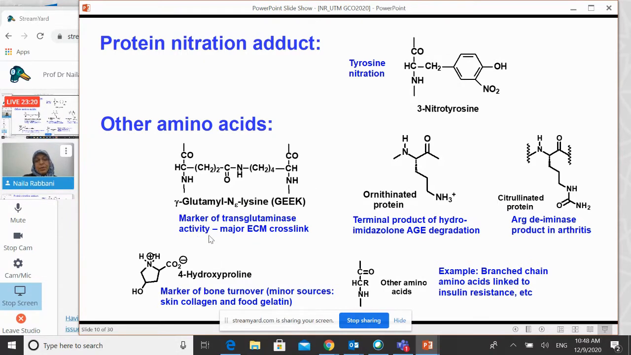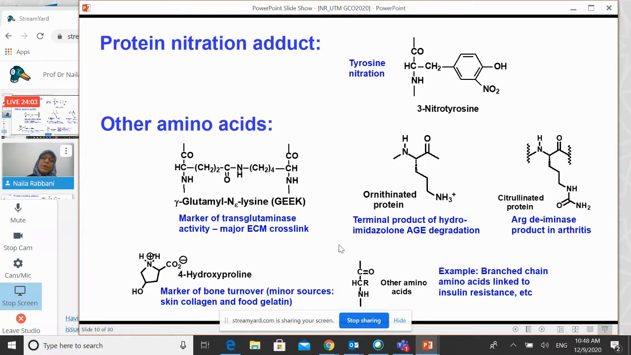There are other amino acids which report on, for example, transglutaminase activity. This is a major ECM crosslink, glutamyl lysine. Ornithinated protein is a terminal product of hydroimidazolone AGE degradation, and citrullinated protein is the arginine deiminase product in arthritis. Hydroxyproline is a marker of bone turnover. It also comes from skin collagen and food gelatin, but that is a minor source. And branched chain amino acids are linked to insulin resistance.